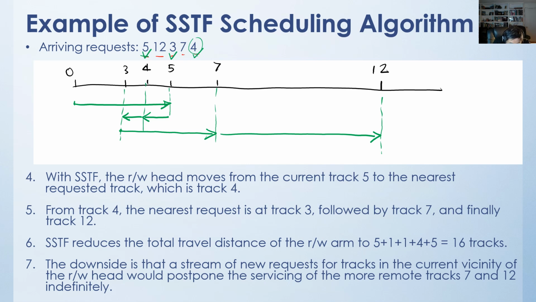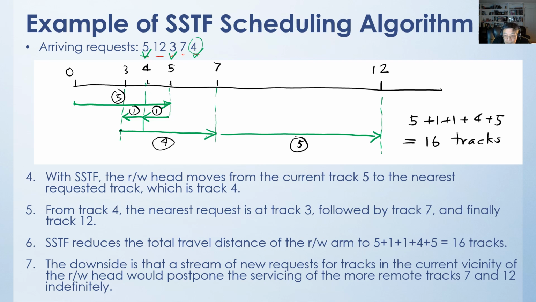Now we can see that the travel distance is definitely optimized, right? So let's check. First you travel 5, and then from 5 to 4 you travel 1 track, and then from 4 to 3 another 1 track, from 3 to 7 you travel 4 tracks, and from 7 to 12 you travel 5 tracks. So the total distance traveled is 5 plus 1 plus 1 plus 4 plus 5, so that's 16 tracks. Okay. Certainly, it's much better than FIFO, right?